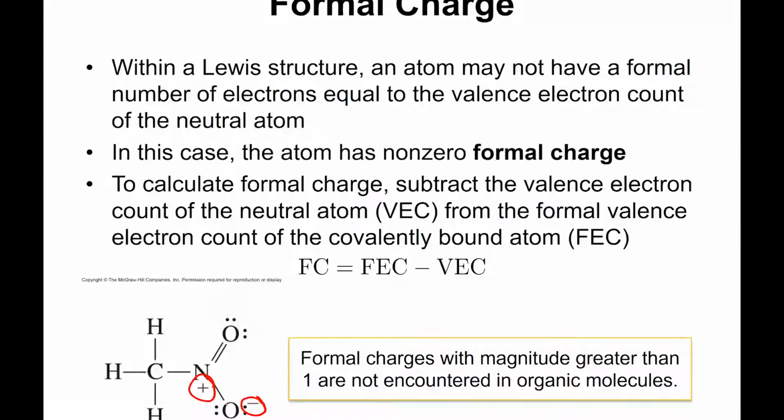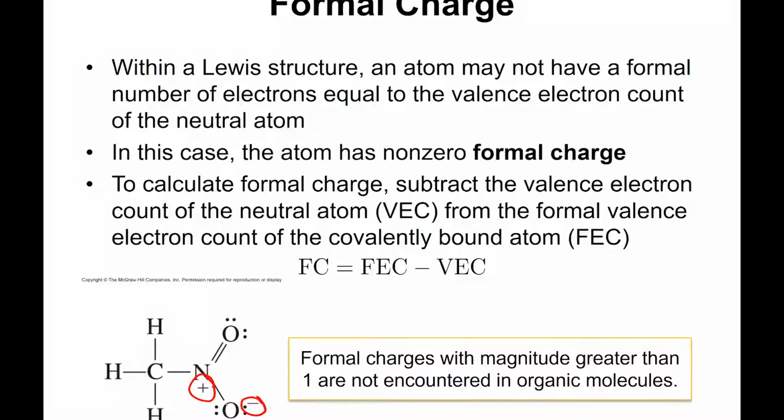A positive symbol is referring to less electrons. If something's positive, it's lost electrons. And the negative symbol refers to it having extra electrons. It's gained electrons. So in the case when this happens, we call this atom having a non-zero formal charge.